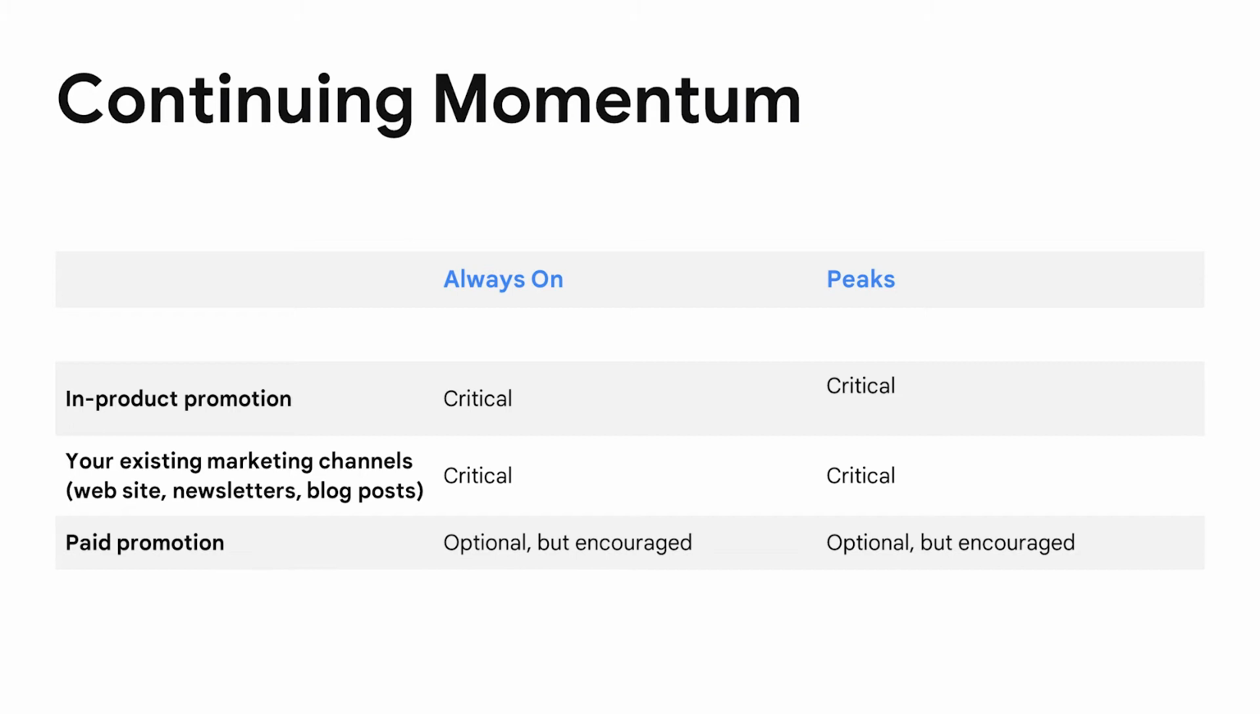Use a combination of always-on and peak promotional efforts, which will consist of 3 areas: in-product promotion, existing marketing channels, and paid promotions.